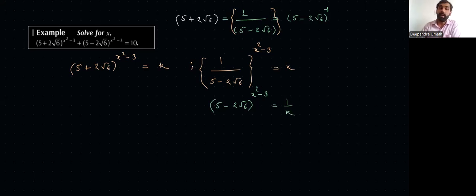Now, if you pay attention to this part, 5 plus 2 root 6 whole raised to the power x square minus 3 can be replaced by k. So this entire expression I'll be replacing by k. What about this expression, which is 5 minus 2 root 6 whole raised to the power x square minus 3? It will get replaced by 1 by k. So this is k plus 1 by k whole is equal to 10. Now, what we are stuck with is solving this particular quadratic equation. So let's try and solve it. When you do so, how do you solve this question, students?